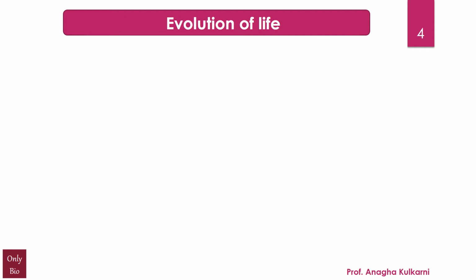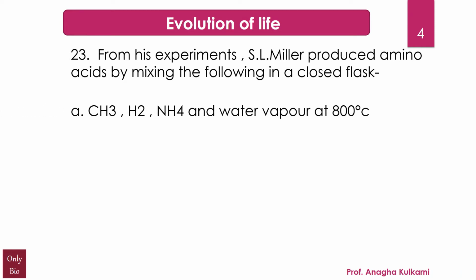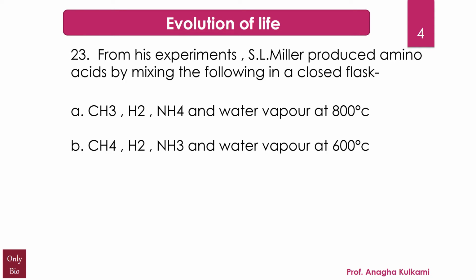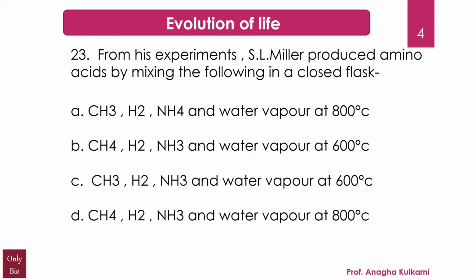The next question relates with the chapter Evolution of Life, and the question is: from his experiments, S.L. Miller produced amino acids by mixing the following in a closed flask. And the options given are A. Methane, hydrogen, ammonia and water vapor at 800 degrees centigrade. B. Methane, hydrogen, ammonia and water vapor at 600 degrees centigrade. C. Methane, hydrogen, ammonia and water vapor at 600 degrees centigrade. D. Methane, hydrogen, ammonia and water vapor at 800 degrees centigrade. And the correct option is D.